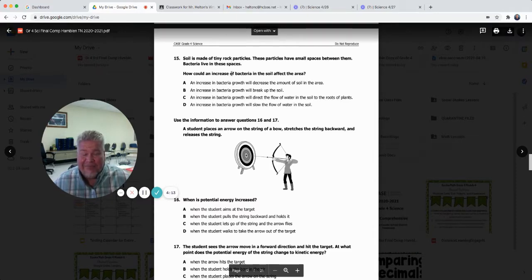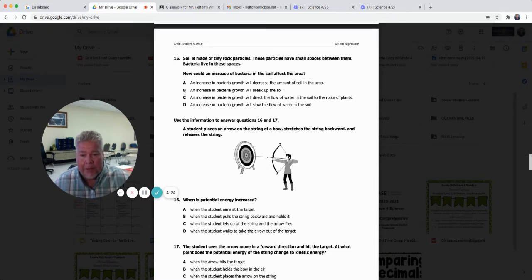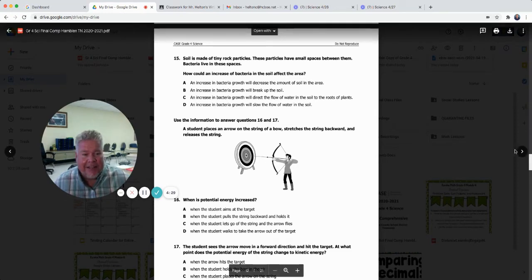It's kind of a weathering question about bacteria and rock particles in the soil. So that's a toughie. But we've got to think through them, and so that one's going to be B. All right. Use the information, answer questions 16 and 17.